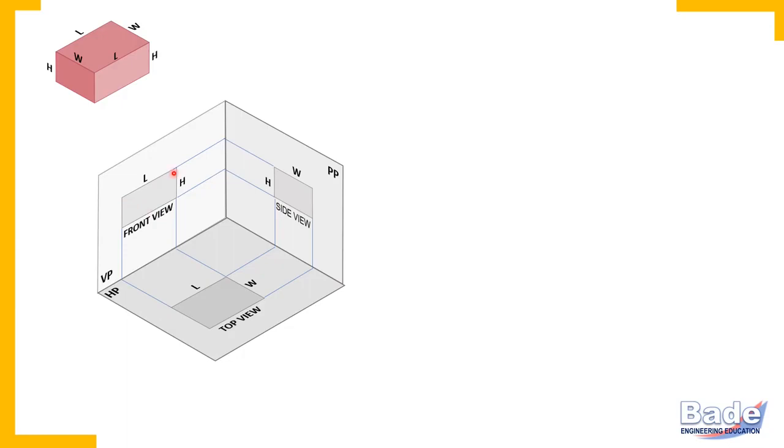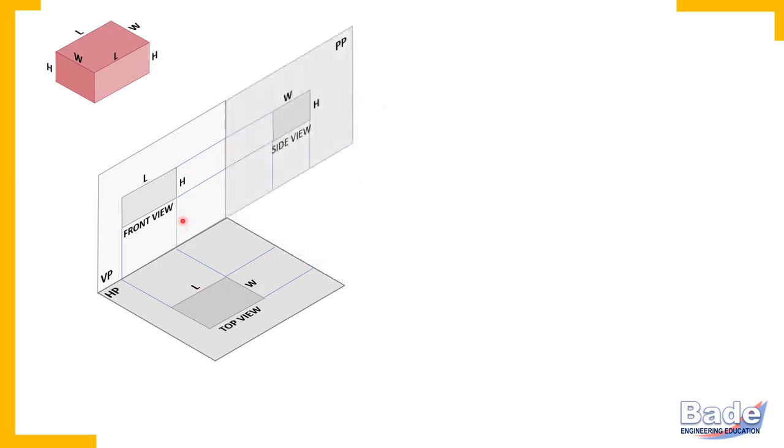In the front view, length and height. In the top view, you get length and width. And in the side view, you get height and width. If you want to know all three dimensions, or to understand the size and shape of the object, minimum two views are required. These two views can be front view and top view, or front view and side view. And many times all three views are considered.